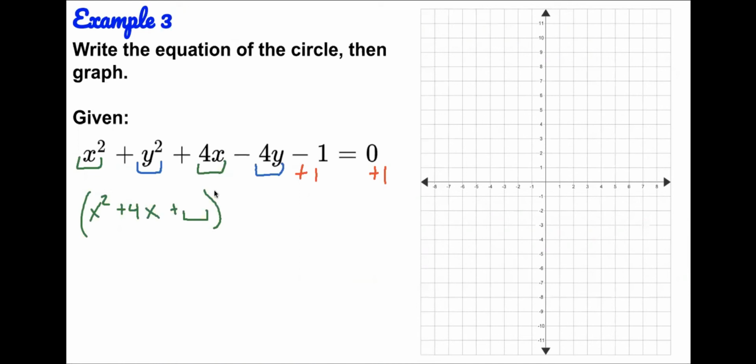Next item, I'm going to group my y's. Y squared minus 4y plus that open space equals, on my right side, I have 1. And remember, we're going to go ahead and add those two items that we are going to do when we complete the square.